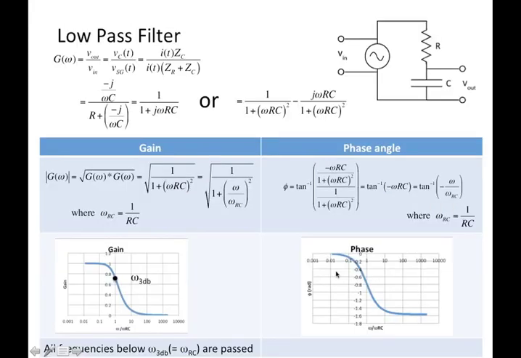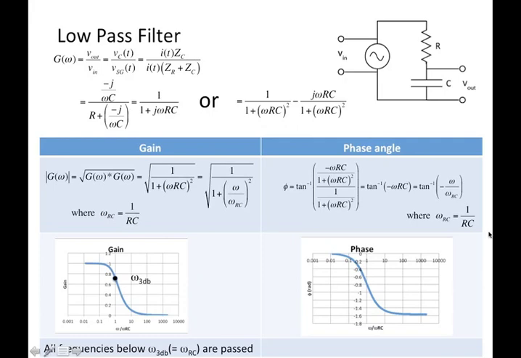Well, first let's look at the low pass filter. A low pass filter consists of a resistor and a capacitor in series, and we take the output across the capacitor. So our input is whatever our signal is. In this case, it's going to be the signal generator, and the output we're going to measure across the capacitor.